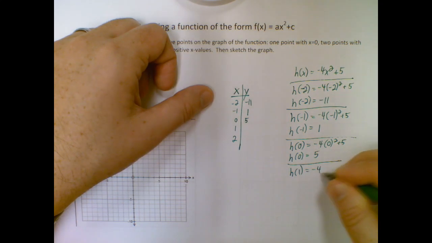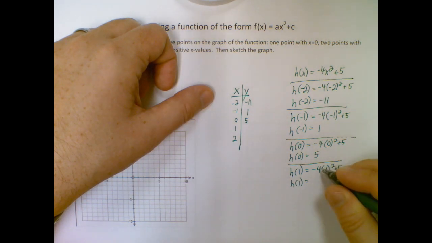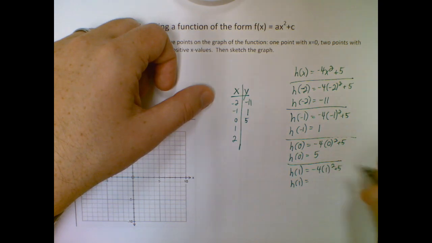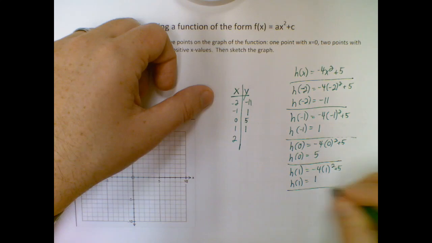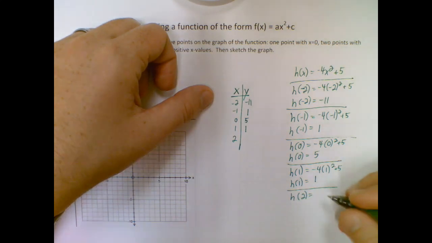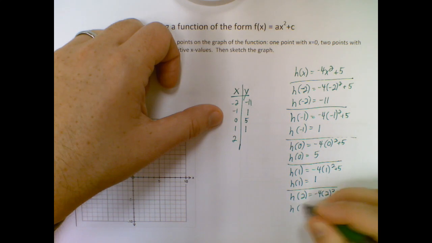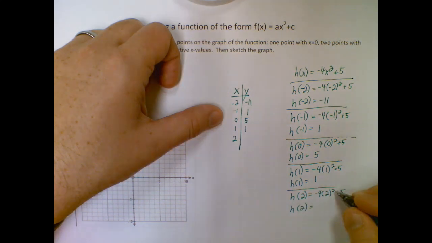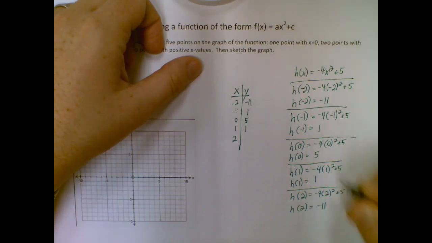h of 1 is negative 4 times 1 squared plus 5. So when I work that one out, 1 squared is 1 times negative 4 is negative 4, plus 5 is a positive 1. And then last but certainly not least, 2, our smallest prime number, is negative 4 times 2 squared plus 5. So 2 squared is 4 times negative 4 is negative 16 plus 5 is negative 11.